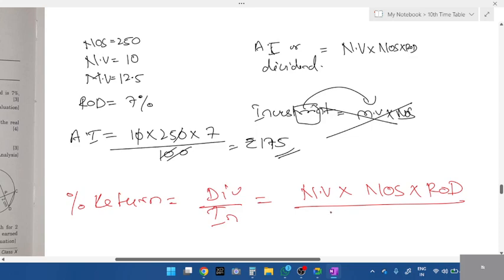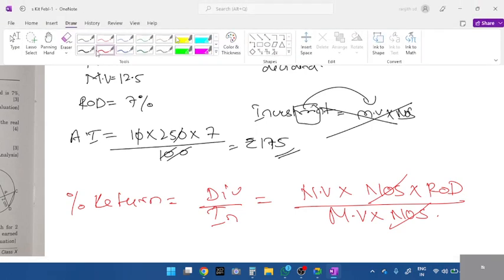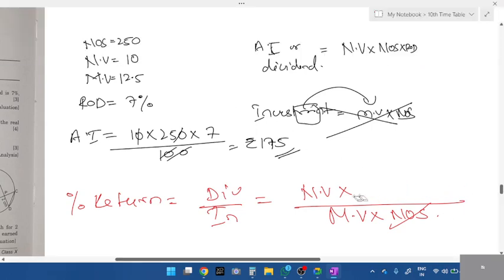Market value into number of shares. You can write it like this: market value into number of shares. This is one way to do it, where the number of shares will get reduced. You can substitute the values. Do it like that. If not, what is the investment or dividend value we got?